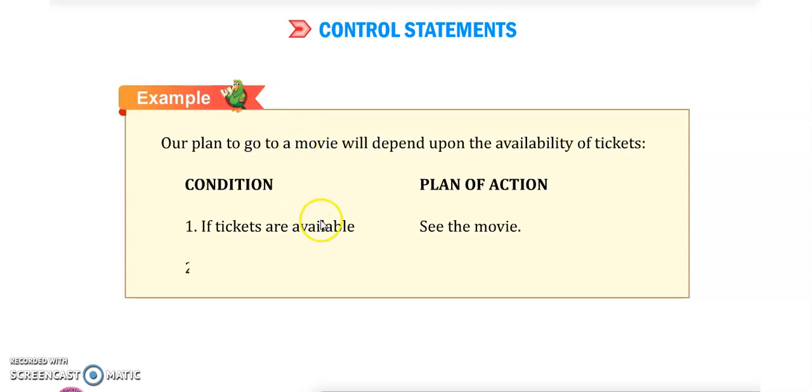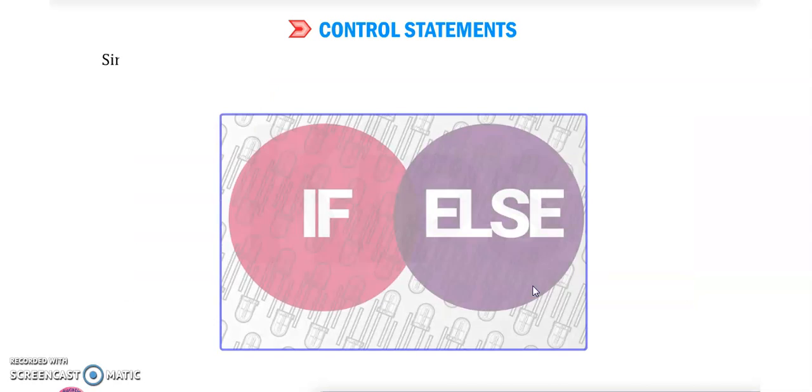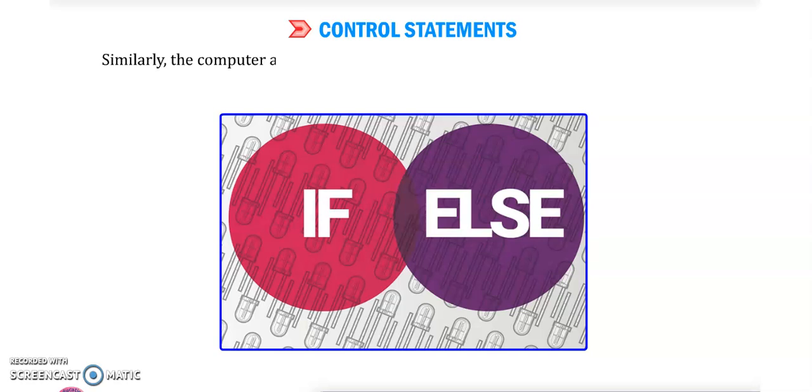Now there is one example. Our plan to go to a movie will depend upon the availability of tickets. So what will be the condition? If tickets are available, then what will be the action? See the movie. If tickets are available, only after that can we see the movie. If tickets are not available, then have food in a restaurant. So all the actions depend upon the conditions.